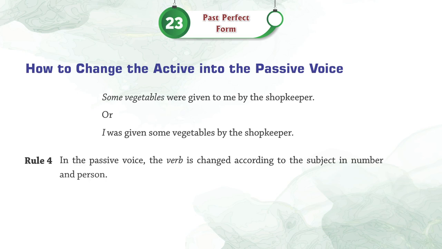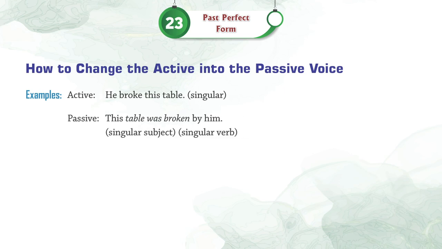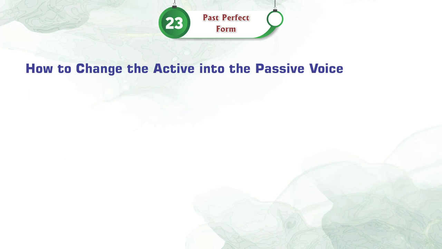Rule 4. In the passive voice, the verb is changed according to the subject in number and person. Examples: Active: he broke this table, singular. Passive: this table was broken by him, singular subject, singular verb. Active: he broke these toys, plural. Passive: these toys were broken by him, plural subject, plural verb.